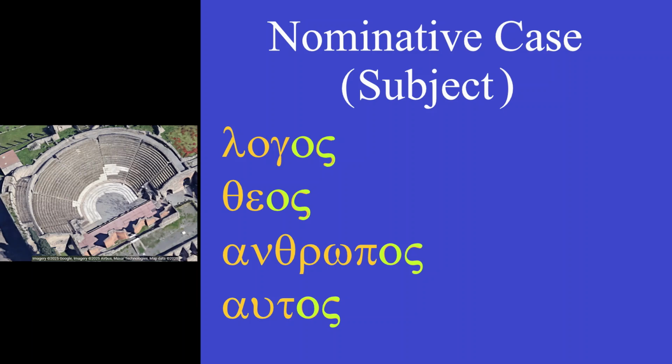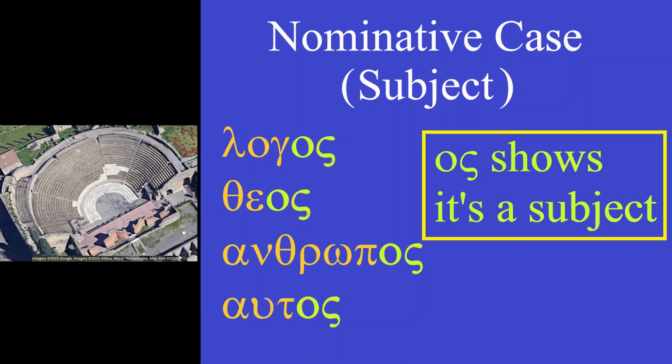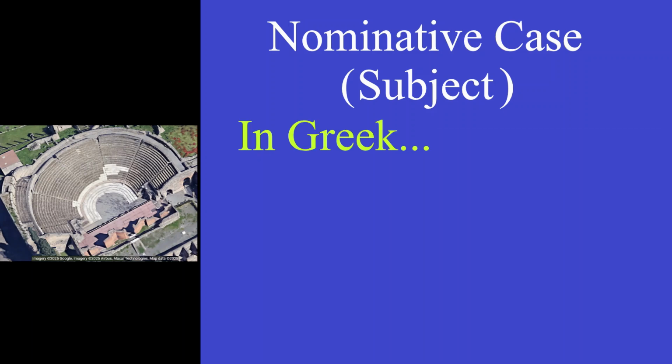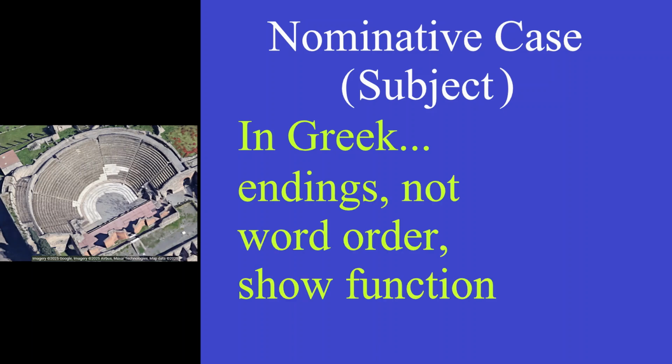When a masculine noun is a subject in the sentence, it uses this omicron sigma ending. The word endings, like here the omicron sigma ending, show how the word is being used in a sentence. Omicron sigma means it is a subject in the sentence. It's word endings, not word order, that show how words function in Greek.